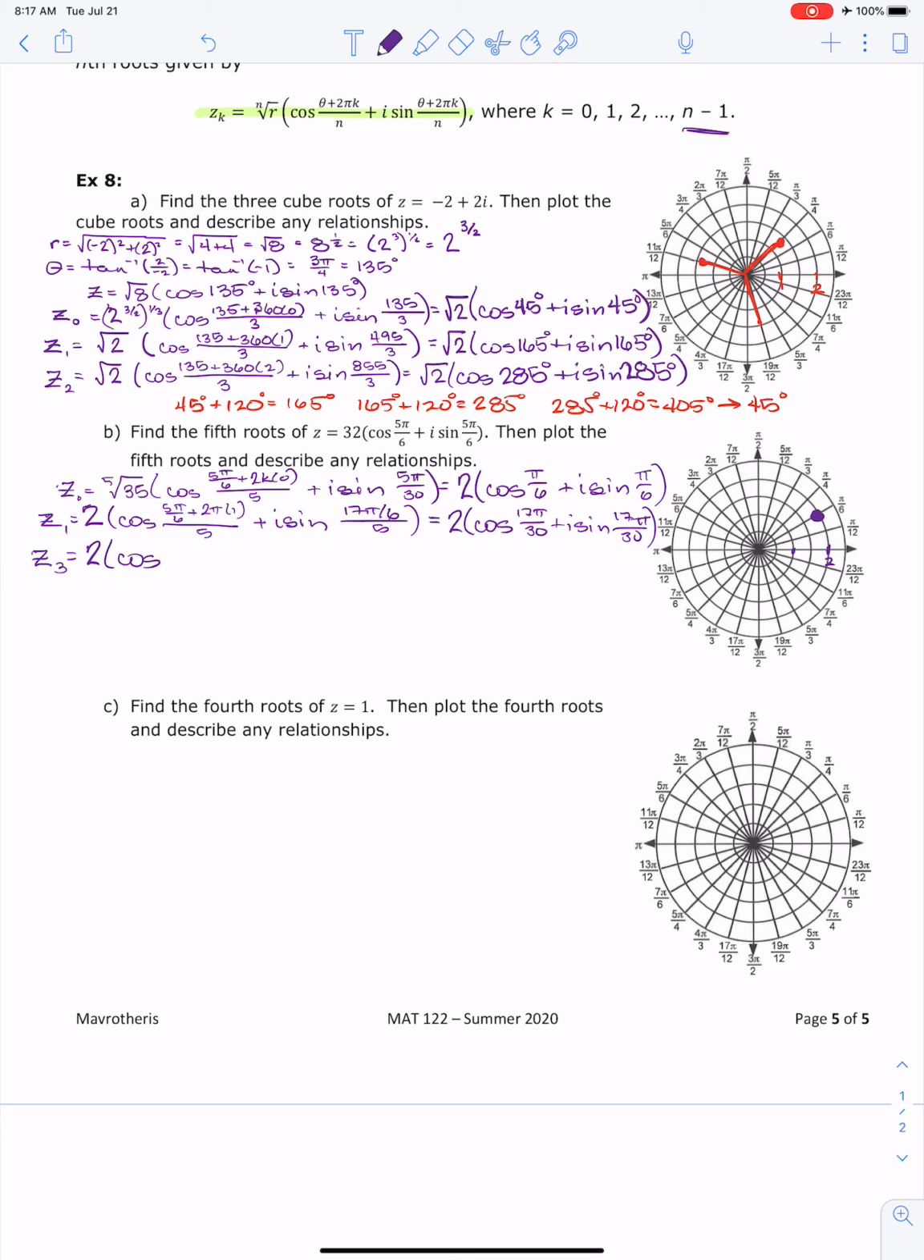2 cosine, we are just going to do the same thing. 5 pi over 6. This time my 2 pi gets multiplied by 2. So 2 pi times 2, 4 pi. When we convert that to a fraction with 6 in the denominator, we have 24 pi over 6, which we're going to add to 5. So I get 29 pi over 6, all divided by 5. I get 2 cosine, i sine 29 pi over 30. Shorthand here means exactly the same as what we've written above.